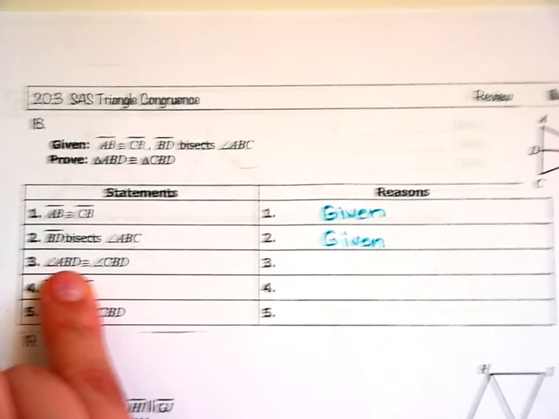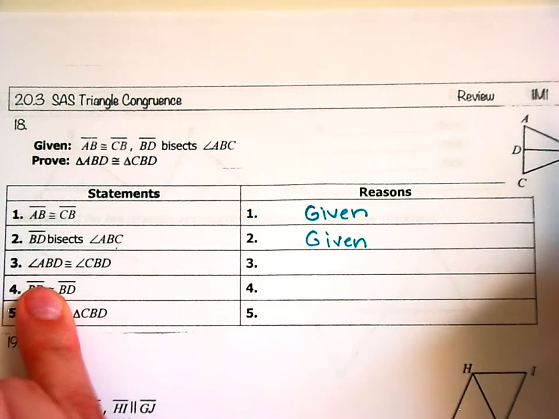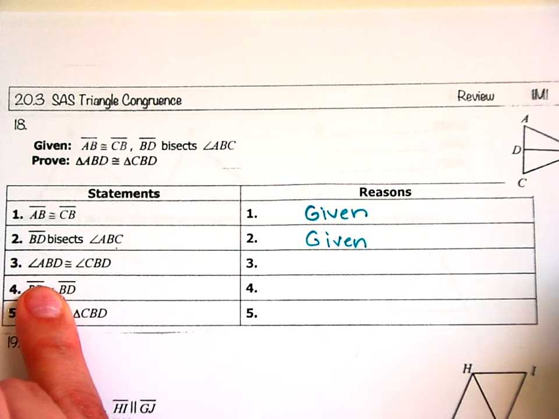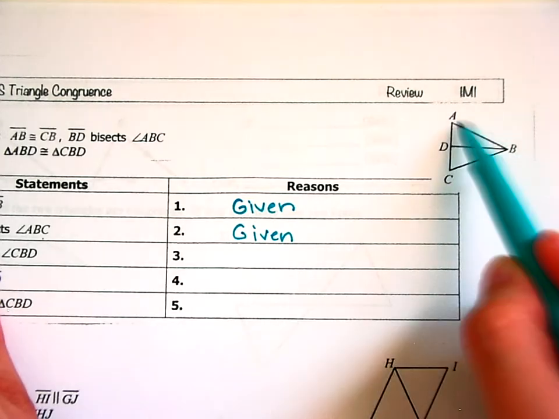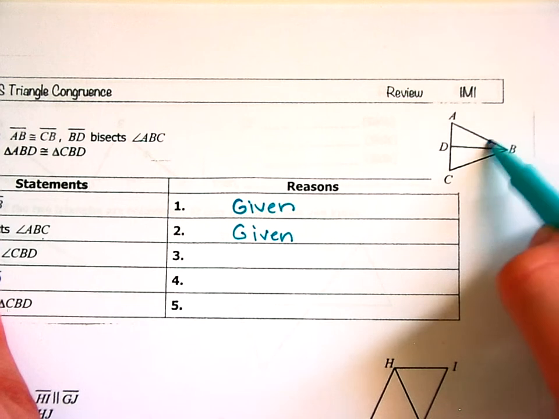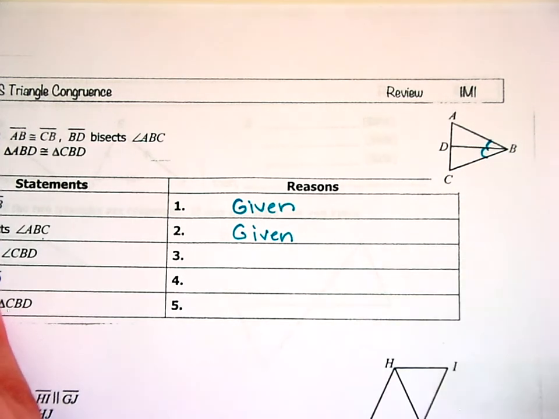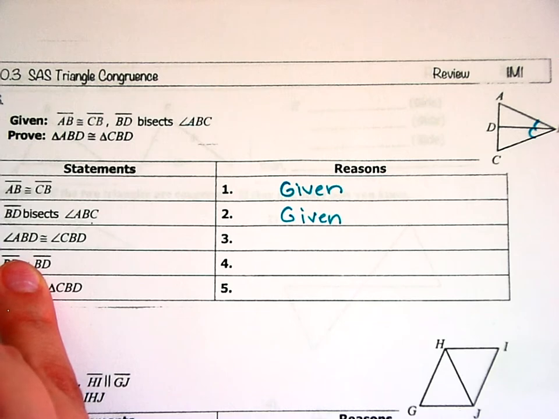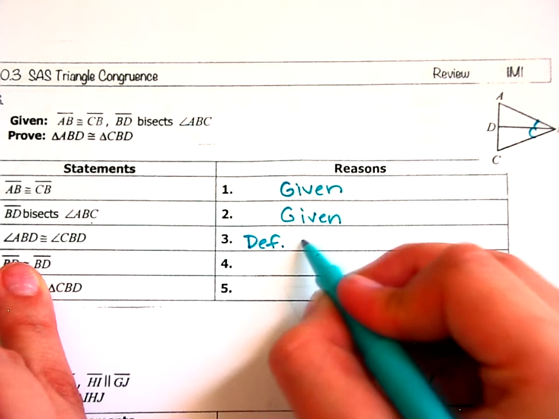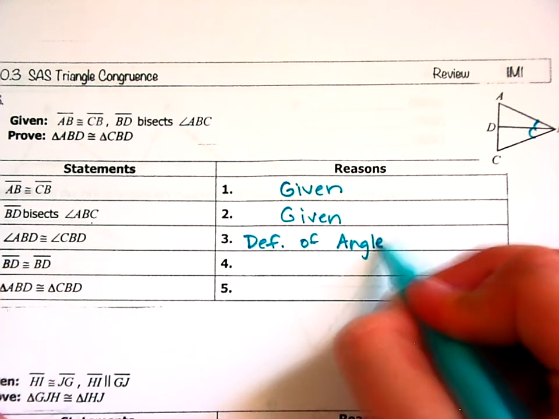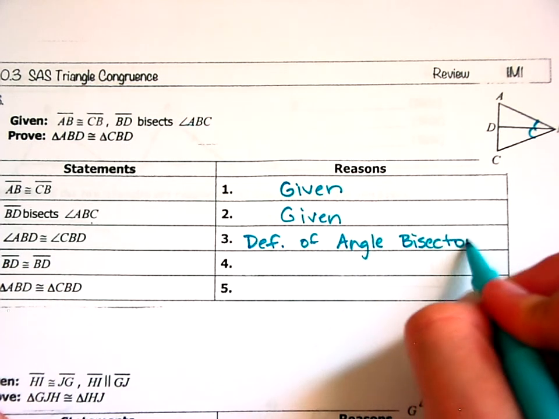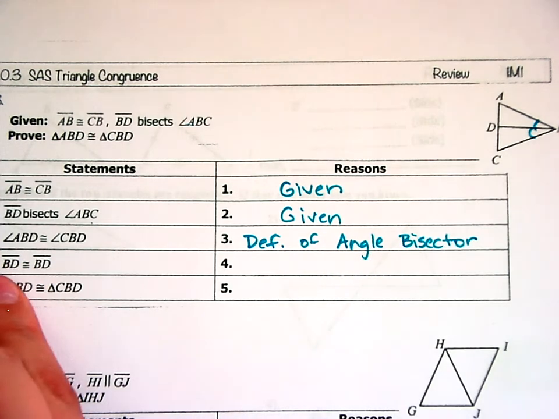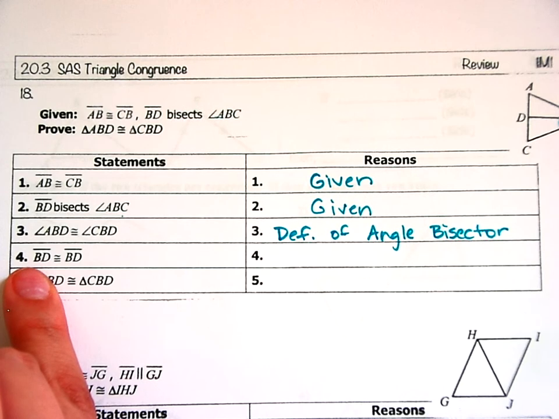Okay, then it says that angle ABD is congruent to CBD. Well, BD bisected this angle. So this angle right here, this big one, was cut in half. So when things are cut in half, then we know that the 2 pieces are congruent. So that's a definition of an angle bisector. Okay, BD is congruent to BD. That's like saying something is congruent to itself. Okay, that's what we call the reflexive property.